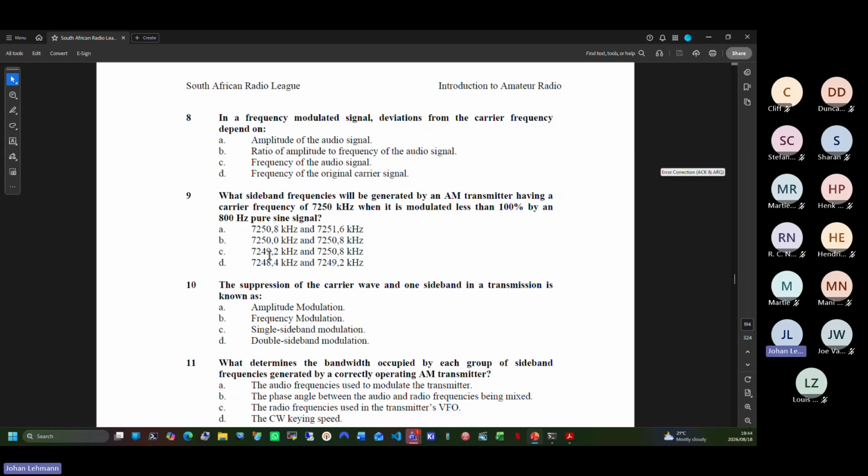So if they talk AM, remember it has the upper and the lower sidebands, and they are symmetrical. They are a mirror of each other, and the mirror point is the carrier. So if it says 800 Hz pure sine wave, it means carrier plus 800 and carrier minus 800. That's a mirror of each other.